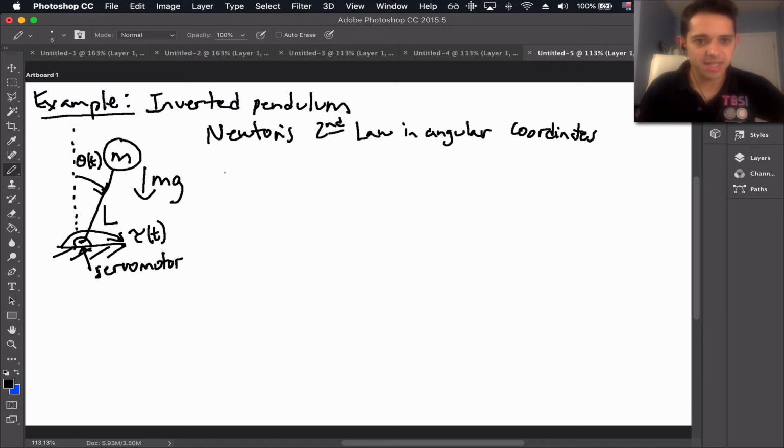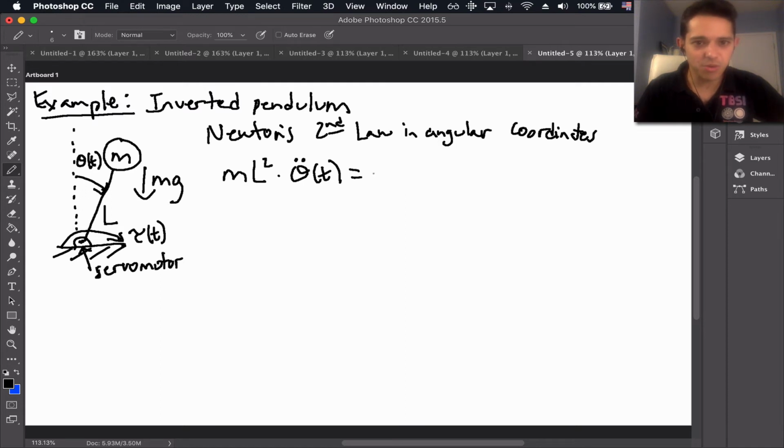So if you go through the process of, for example, creating a free body diagram and summing the forces and equating that to the rotational inertia times the angular acceleration, then you'll find that the rotational inertia is going to be given by ml squared, and the angular acceleration is the double time derivative of theta. And then there will be two torques acting on the bob here, namely gravity, the component of gravity that is orthogonal to the pendulum arm here, and then also the torque acting from the motor.